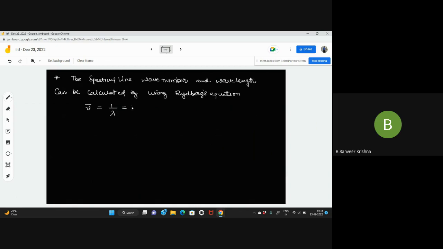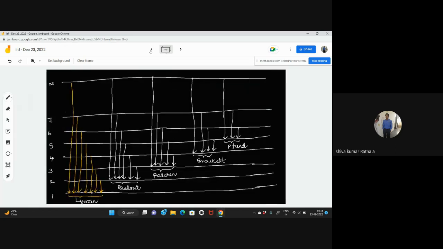Sir, can you go to the third slide? 1 by lambda equals R into 1 by n1 square minus 1 by n2 square into z square. Wave number means reciprocal of wavelength. That only. Okay, sir, I just forgot, sir. N1 and n2. Third slide, sir.